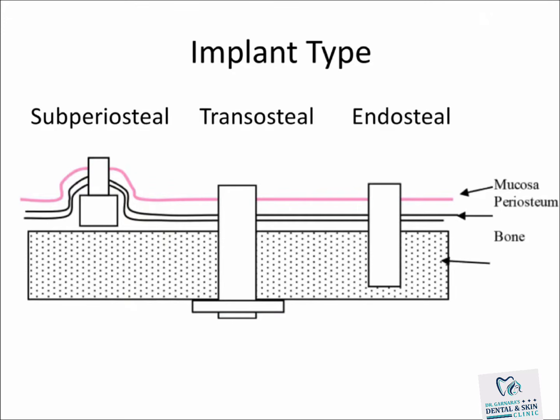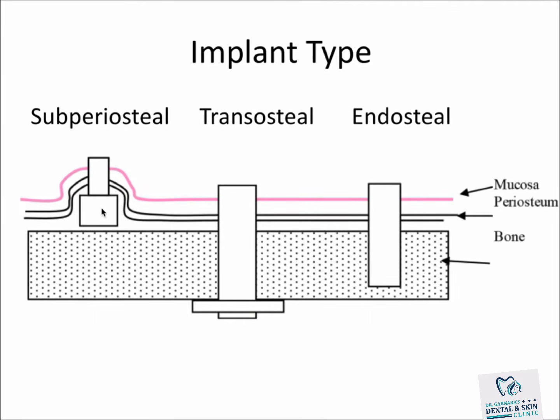So we have three main categories of implants. These are big picture categories. Subperiosteal, and if we unpack this name, that means under the periosteum, and it literally rests under the periosteum layer. And so it's not screwed into the bone at all. It's laying underneath the periosteum just like a blanket.